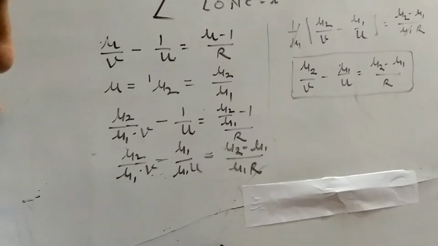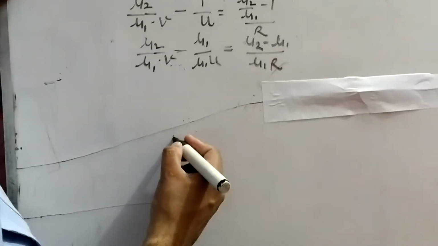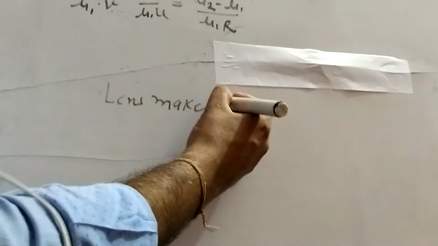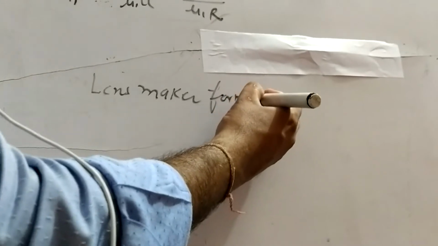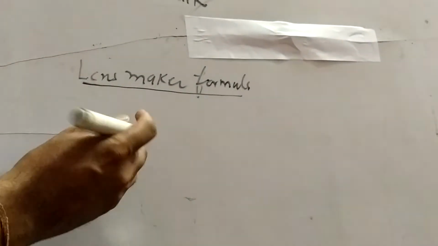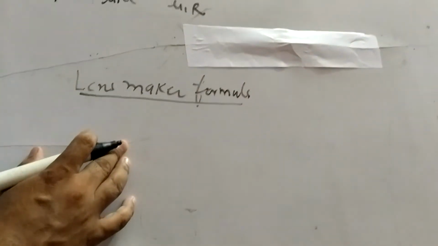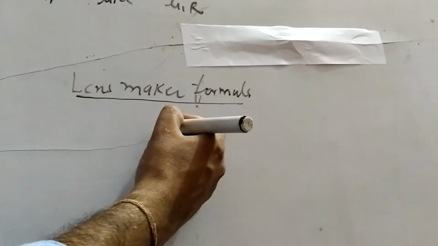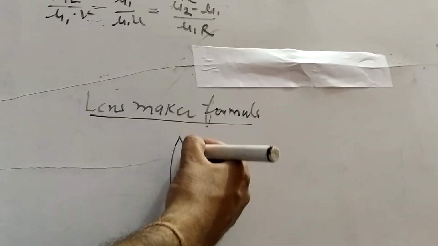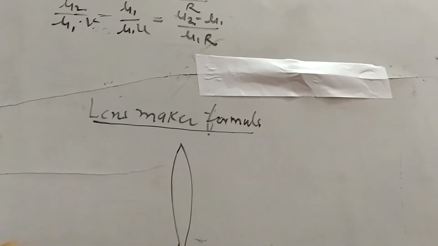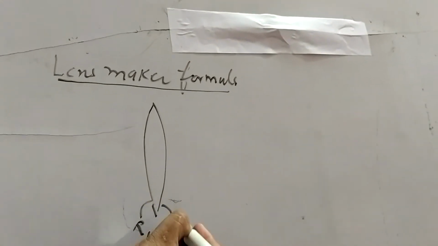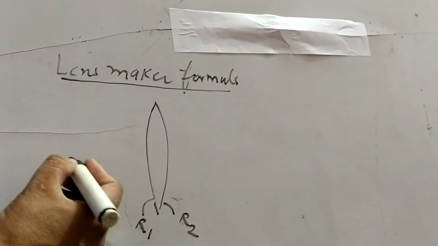Now my next topic is the lens maker formula. Every lens is made by two surfaces. This is the first surface and this is the second surface. The first surface radius of curvature is R1, and the second surface radius of curvature is R2.